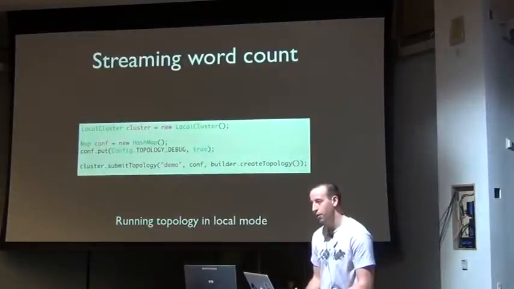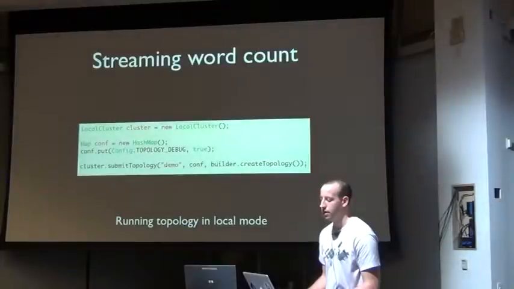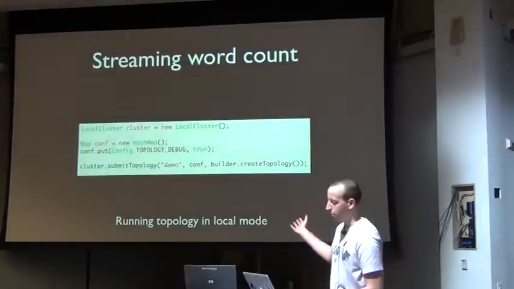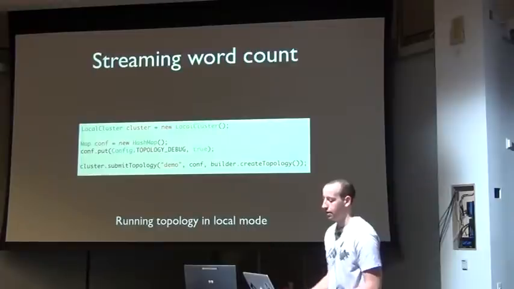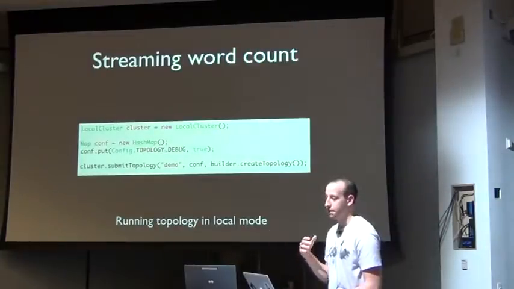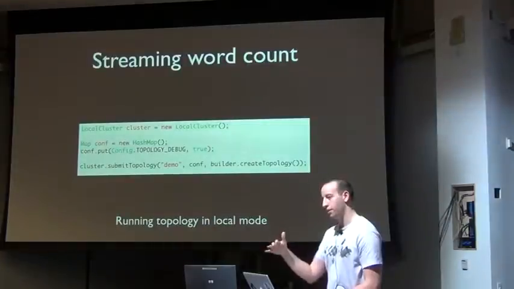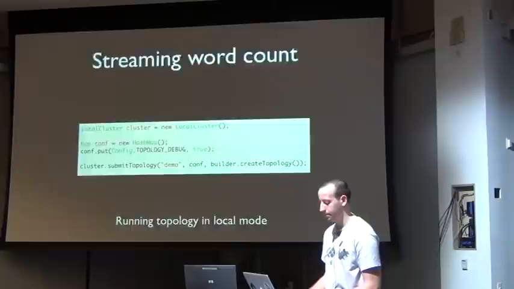Storm also has a local mode where you can simulate a Storm cluster in process and run topologies on it. This is very useful for development and testing. You submit in local mode just like how you submit in remote mode. They're very similar. Here it sets the topology debug configuration. This has the effect of logging to console every time a message is emitted. This is very useful for debugging.